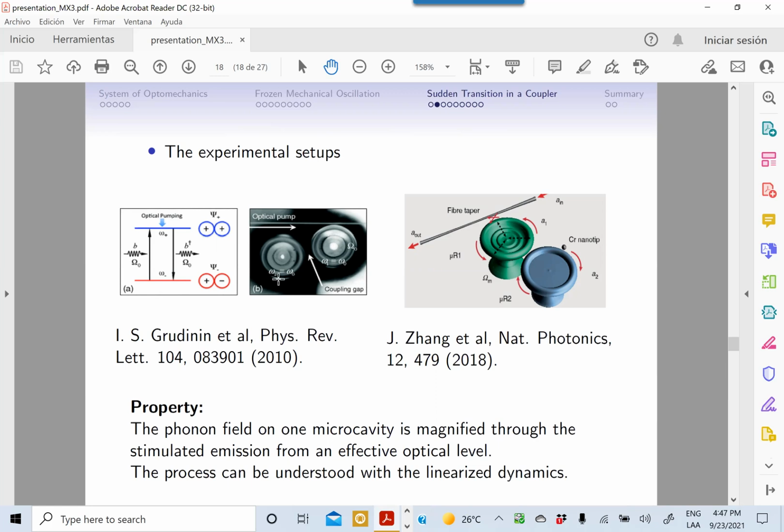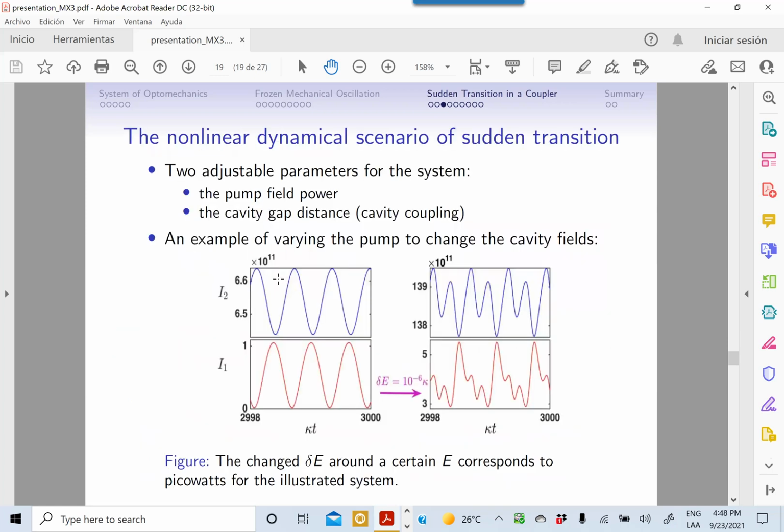Two typical experiments are this one, from about 11 years ago, and the other, which is quite a recent one. They use different ways to control the magnification of the phonon field. But this process can be understood in terms of linearized optomechanics. What we're interested in for this phenomenon is a totally nonlinear one. Okay, the nonlinear one is like this.